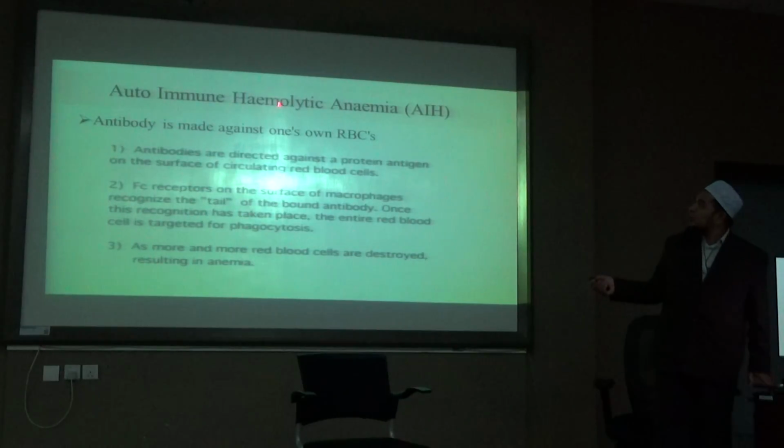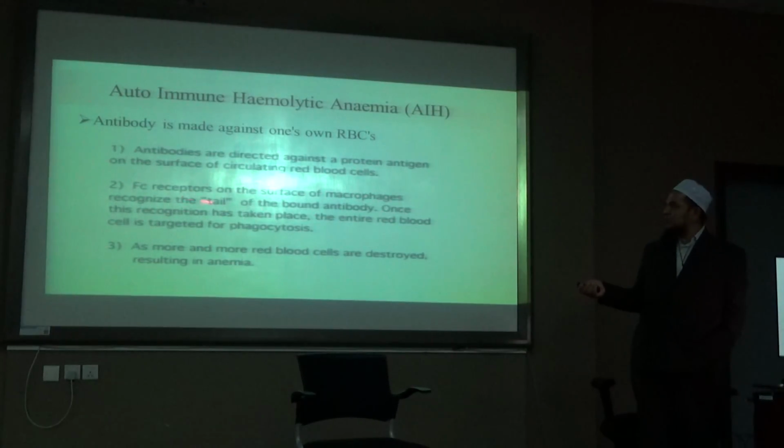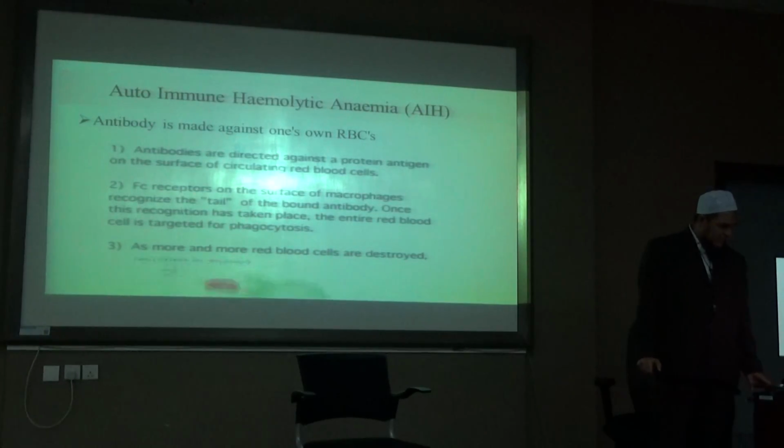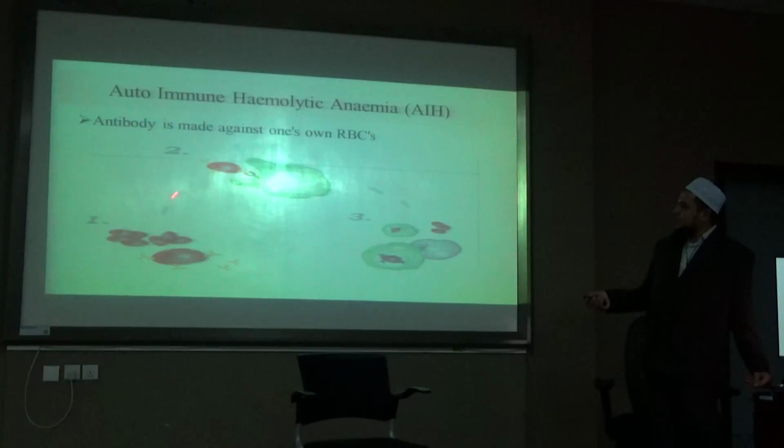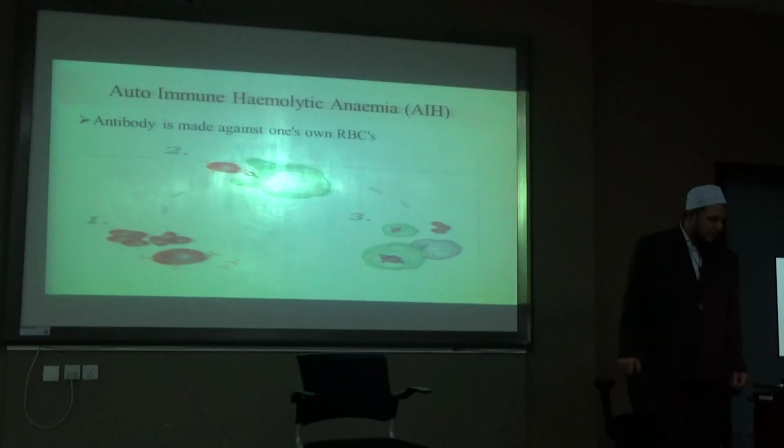Now, autoimmune hemolytic anemia: antibodies directed against the protein antigen on the surface, as we discussed right now. Fc receptor on the surface of the macrophage recognizes the tail of the antibodies, and once this recognition takes place, the whole RBC is taken up. So this is how it occurs. This is the normal red blood cell, then it is attached with the antibodies, if it is sensitized, and then it is taken into the cell and then ruptures, hemoglobinuria.